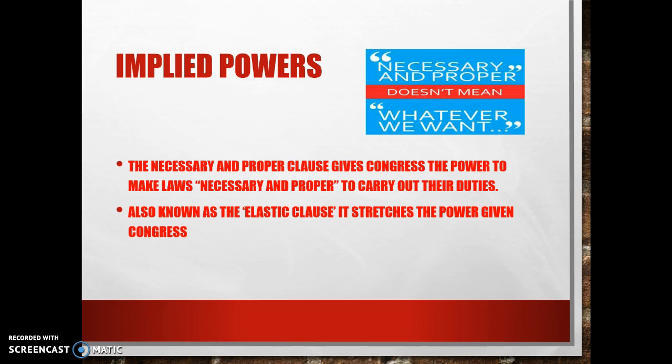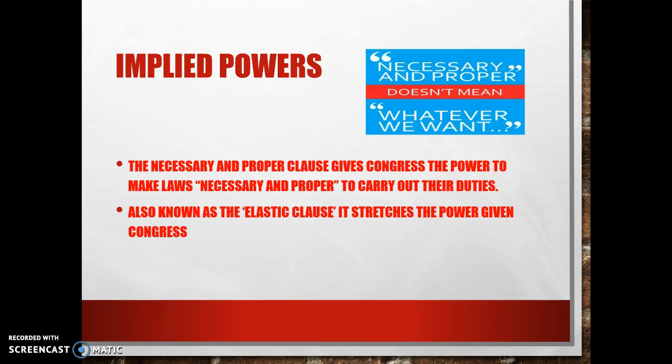In addition, there's also what we call implied powers. Implied powers are those that aren't laid out nice and neat in the Constitution. They're put into place because of the elastic clause. The elastic clause is also called the necessary and proper clause. At the end of Article 1 in the Constitution, the framers kind of put a loophole.